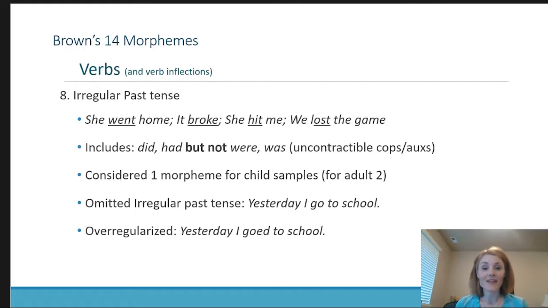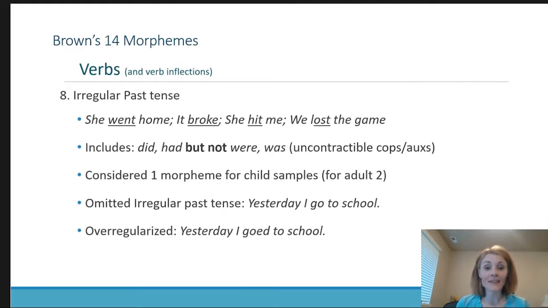And another common error you will see in young children's speech is over-regularizing irregular verbs. So that means that they are using the past tense -ed form on a verb even though it's an irregular verb. So they would say something like, yesterday I goed to school, instead of yesterday I went to school.